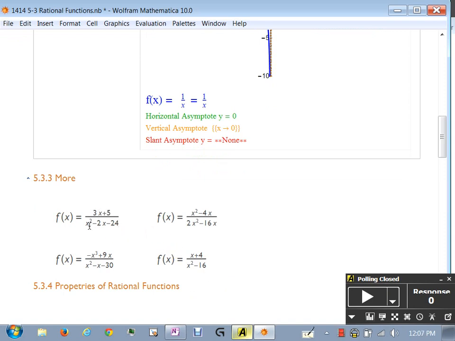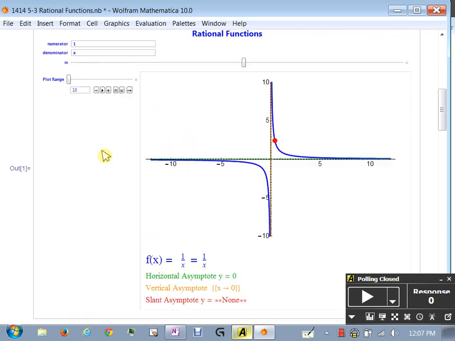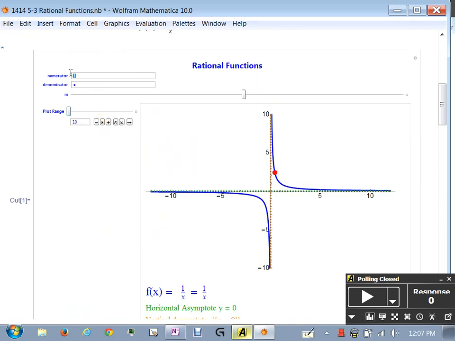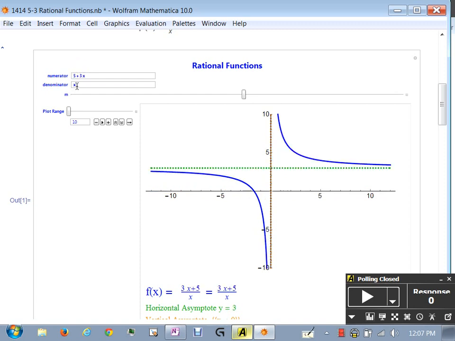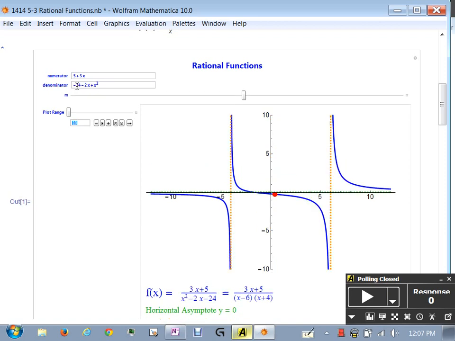3x plus 5 over x squared minus 2x minus 24. Here we go. Okay, we got a lot going on here, don't we?